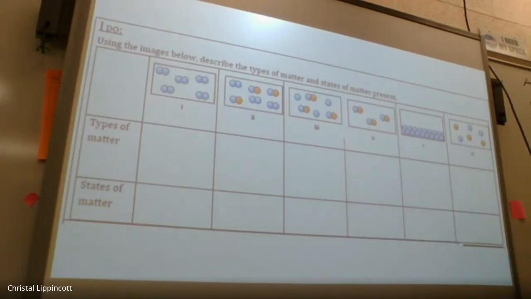Okay, it's a pure substance. Yep, I'll buy that. So I'll take a pure substance. Is it an element or a compound? Element. Yep, it's a pure substance and it's an element. They're both the same things. Okay. And is it a solid, liquid, or gas? Gas. They're not touching one another.